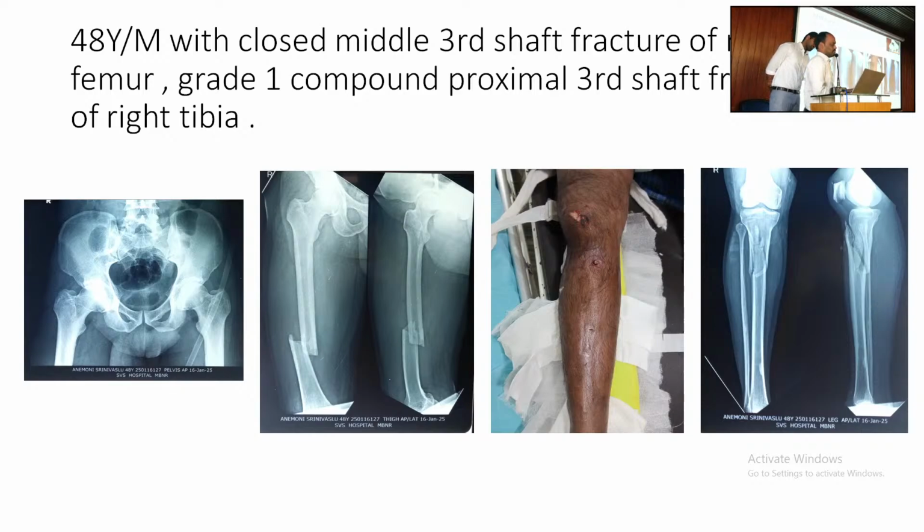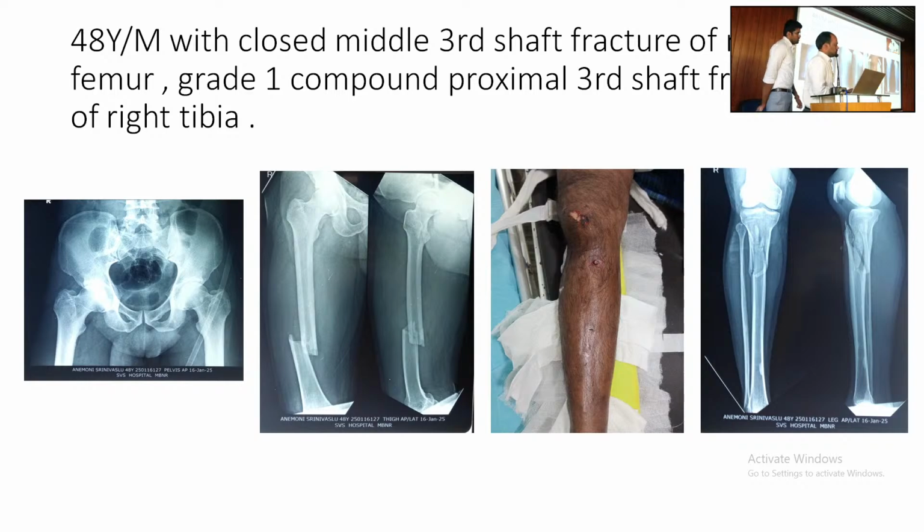We have a long leg cast applied, sir. Slab applied, sir. That way it is enough. It's still intact. If you want to do fixation, what is the preferred method? Plating. Ipsilateral fracture, one indication is we have to stabilize both. Yes. That is the basic principle.